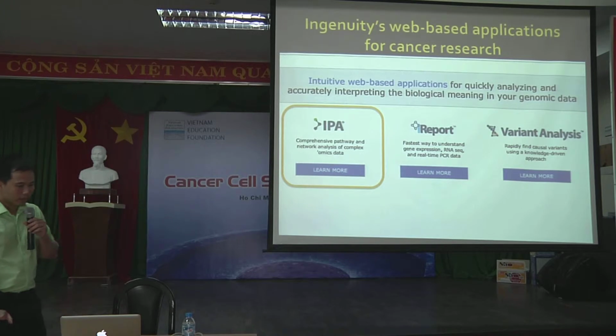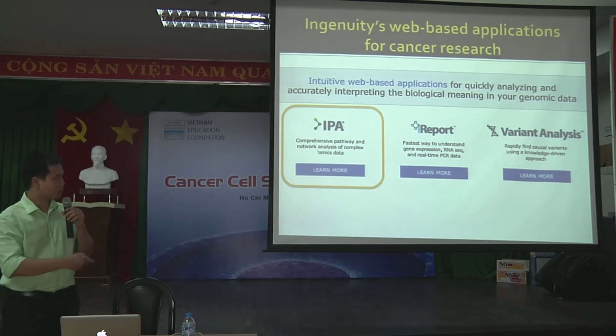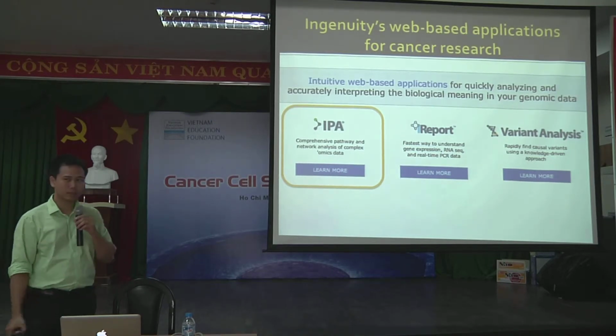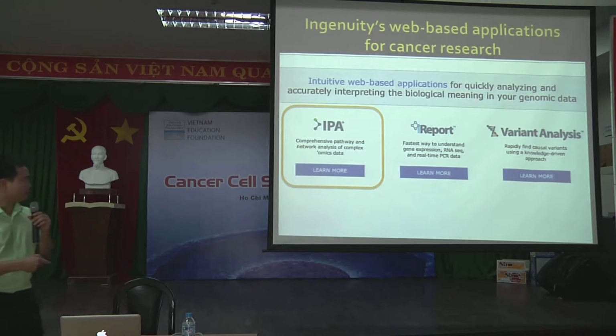So IPA is the first product of that company, and now they have certain services, which are called iReport, and also the variant analysis. So today we'll focus on IPA, which will allow us to have a comprehensive pathway and network analysis of complex omics data.